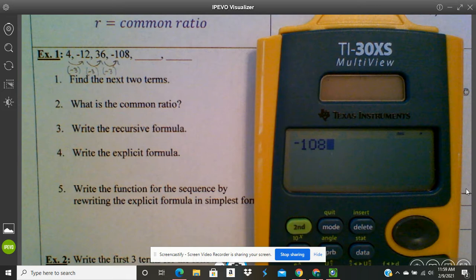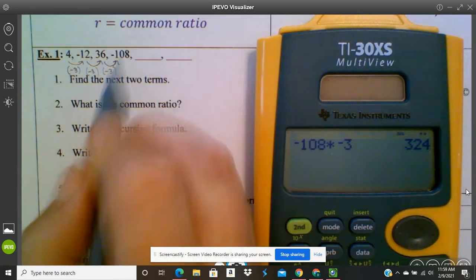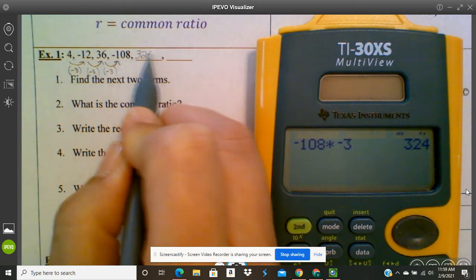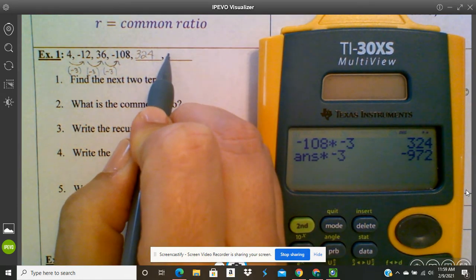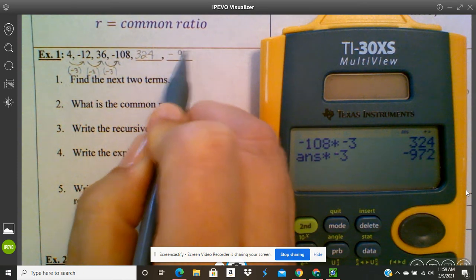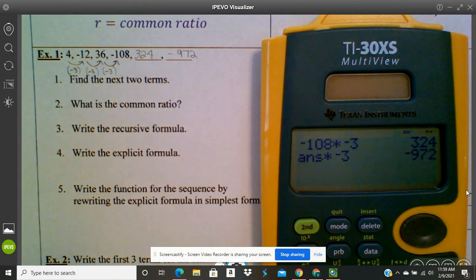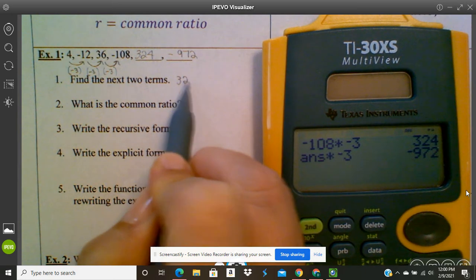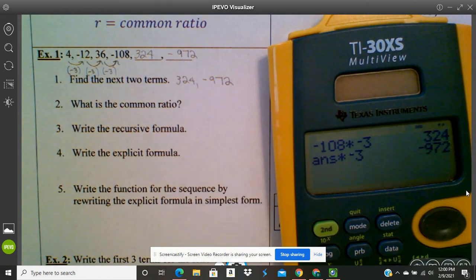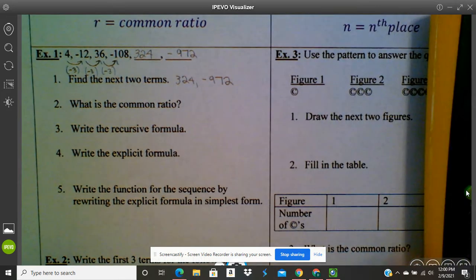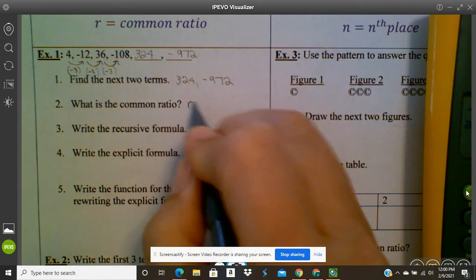So to find the next term, I will take -108 times -3, and that gives me 324. And I'm going to multiply by -3 again, and that will give me my next term, which is -972. So we found the next two terms. All we did was follow the pattern. What is the common ratio? In other words, by what number did we multiply to get that? Well, we multiplied by -3.